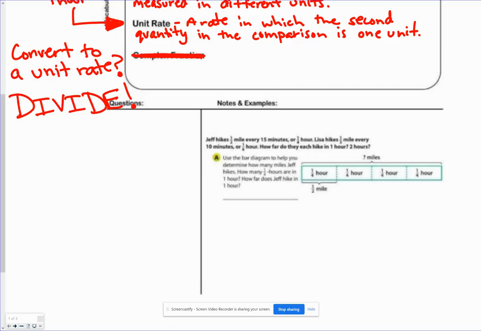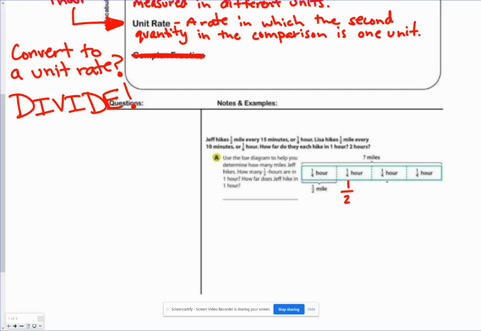How far do they each hike in 1 hour? How far do they each hike in 2 hours? So let's go find that. So we know that, let's start with Jeff. Okay. Jeff hikes 1/4 hour, a half a mile. So how far will he go in this quarter of an hour? He'll go a half a mile.